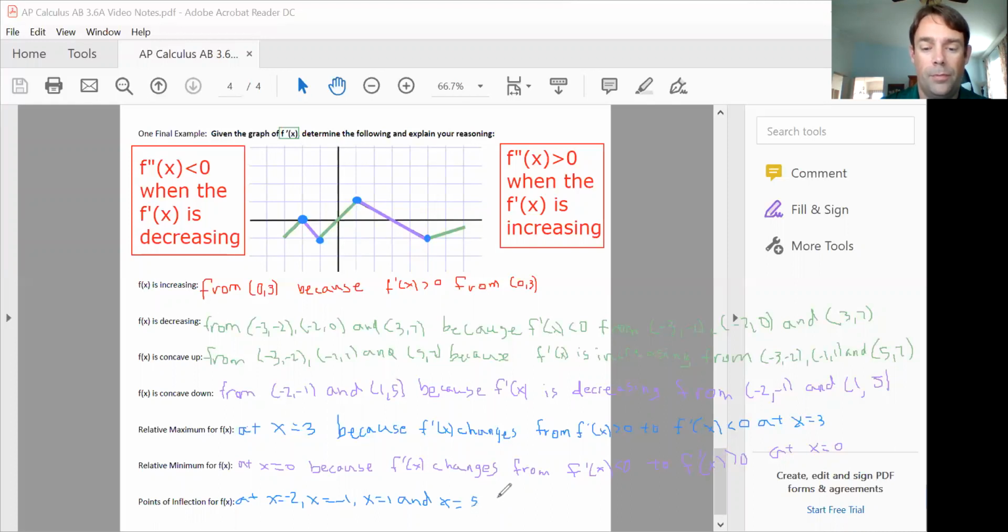Because f prime of x changes directions. I could say f double prime changes signs. Yeah, that's probably easier, but it changes from increasing to decreasing. If I was talking about the values of the second derivative, it'd be a whole lot easier, but that's all right. I'm talking about increasing and decreasing here, so I've got to stick with that. From increasing to decreasing.